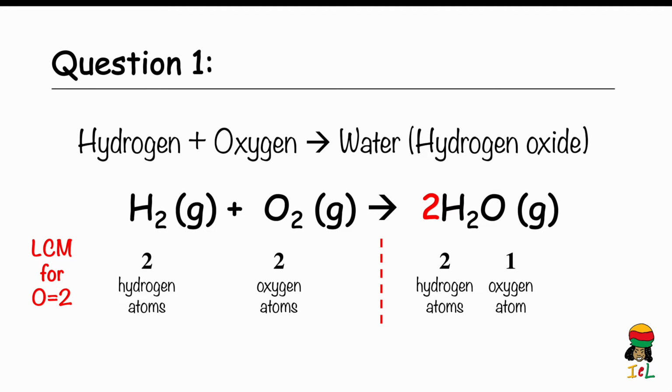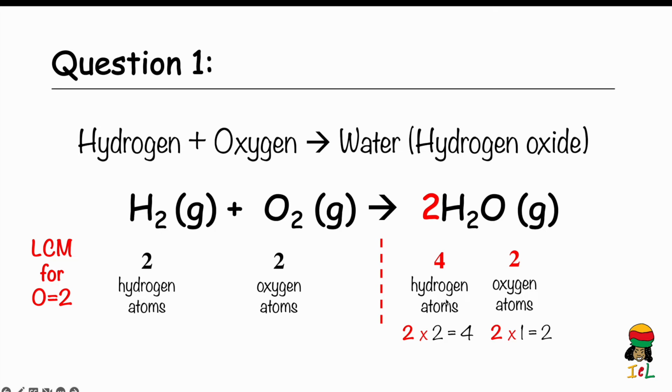So 2 is written in front of the formula for water because the oxygen atom is in the chemical formula for water. So now we have 2 times 1 oxygen atom giving 2 oxygen atoms. The multiplier also affects the number of hydrogen atoms in the formula. For now we have 2 times 2 hydrogen atoms, which gives 4 hydrogen atoms. So now the number of oxygen atoms are equal on both sides, but the number of hydrogen atoms are no longer equal. We have 2 hydrogen atoms on the reactant side and 4 hydrogen atoms on the product side.